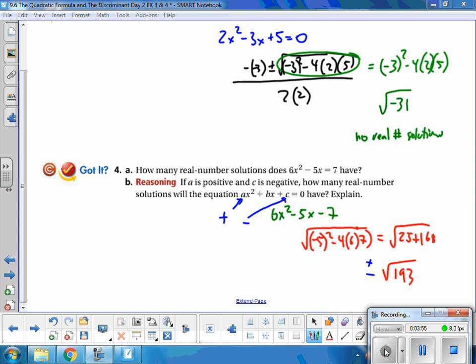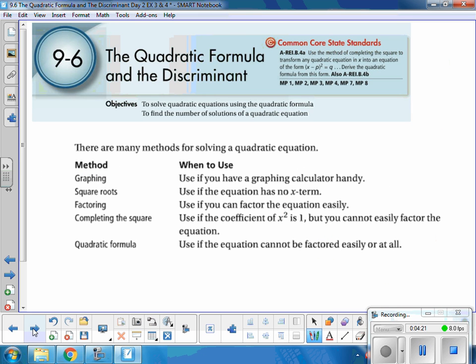For B, if A is positive and C is negative, how many real number solutions will you end up with? Well, in this case, my first term here, because I'm squaring it, is going to be positive, and I'm subtracting, so if anything in here is negative, for instance my C term, that will push it positive. So in this particular situation, it will be greater than 0, which means that it will have 2 solutions.